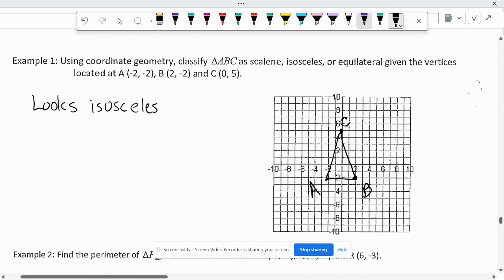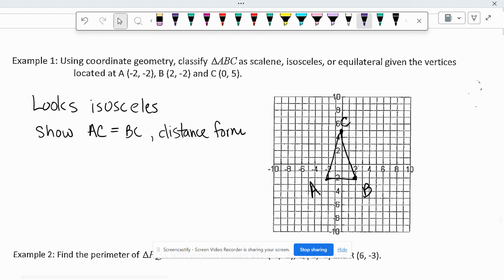So I need to prove it. I need to show that what two sides have the same measure. Yeah, I have to show that AC is equal to BC with the distance formula. So let's do that. I'm going to use the distance formula. So the distance of AC.